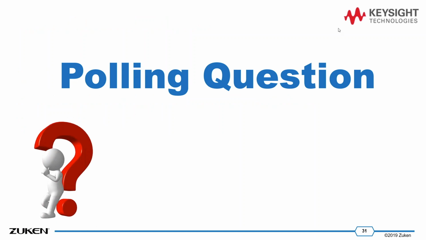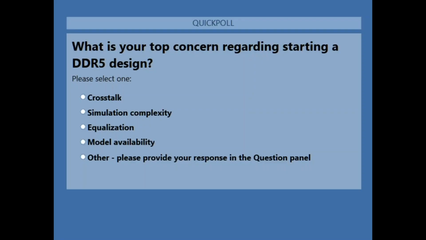This will be our second of 3 polling questions, and let me launch that polling question. This one is, what is your top concern regarding starting a DDR5 design? Crosstalk, simulation complexity, equalization, model availability, or other? And again, please provide that response in the question panel. And again, we appreciate your participation in our polling questions. It's always interesting to hear your thoughts.